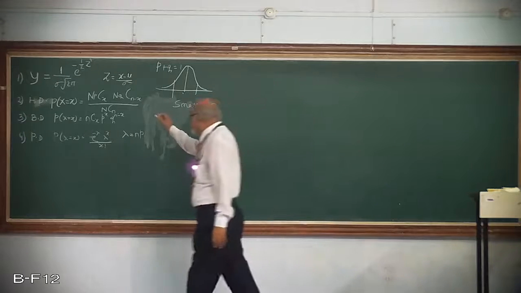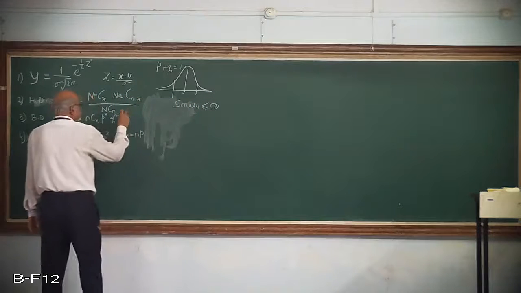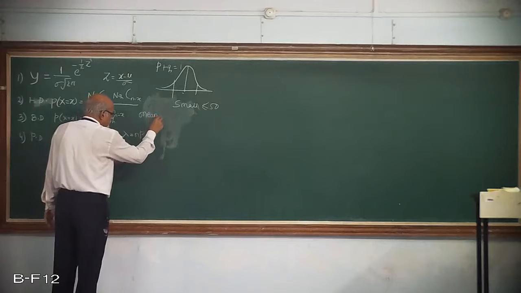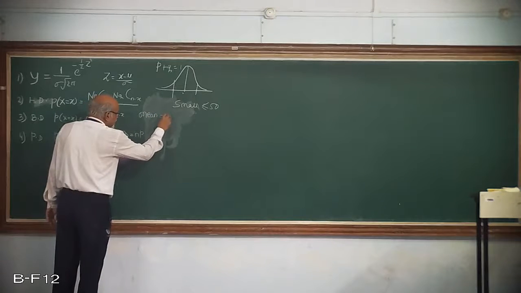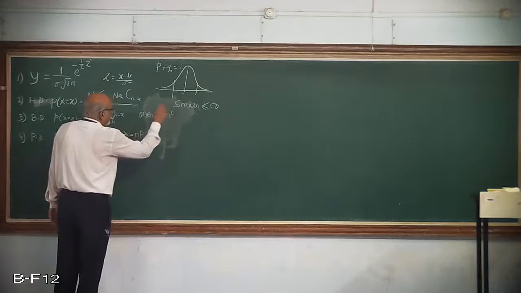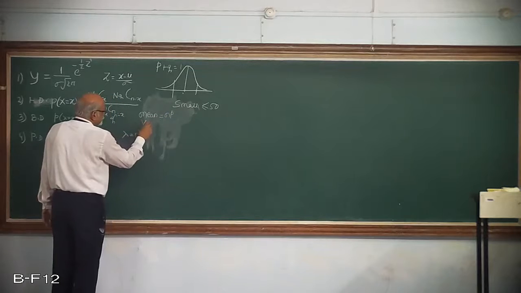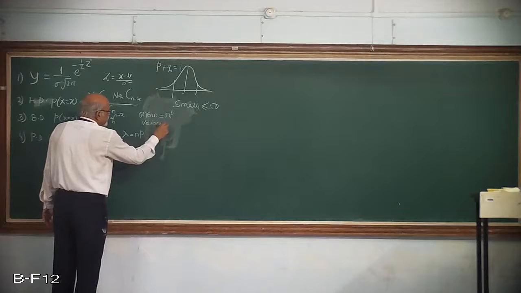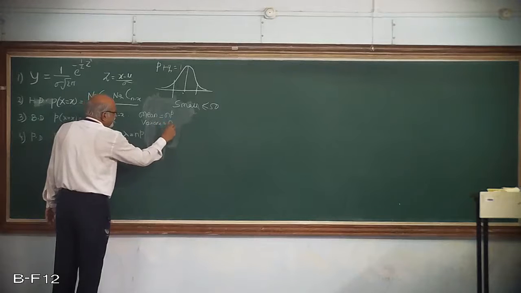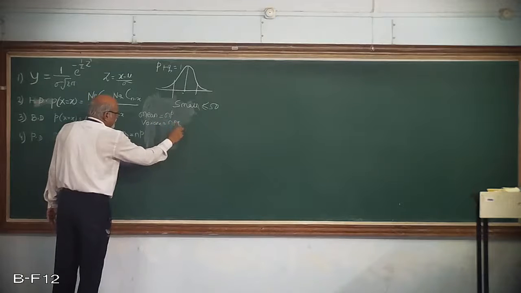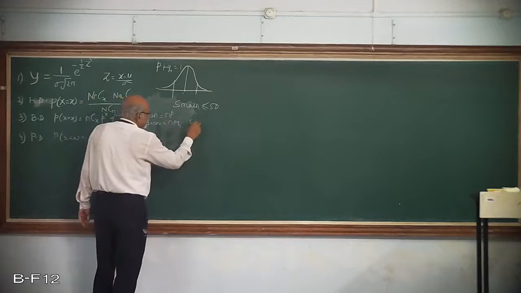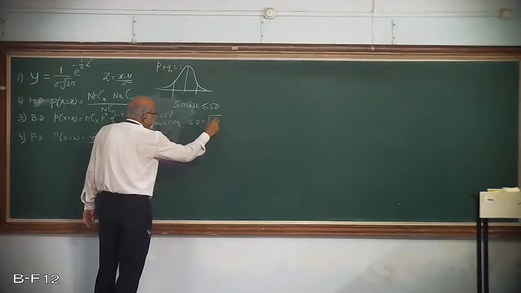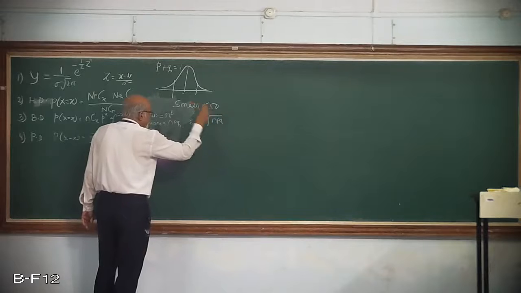Here, in case of binomial distribution, the mean value is given by NP. And the variance is NPQ. And always we know standard deviation is square root of variance, that is, square root of NPQ.